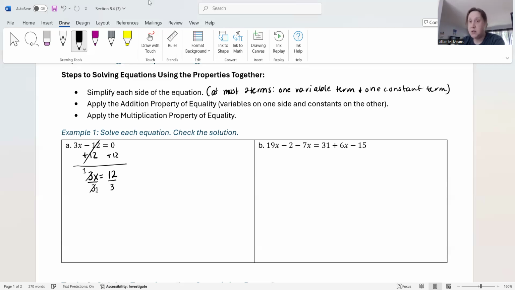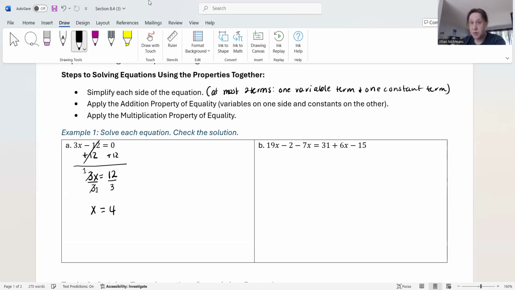Okay. And then 1 times x is x. So this is another situation where we'll get lazy in math and we'll be like, oh, the threes cancel. It is totally appropriate to say the threes cancel, but you have to know why the threes cancel. The threes cancel because 3 divided by 3 is 1, and 1 times x is just x. Okay. And then on the right, we get 12 divided by 3 is 4.